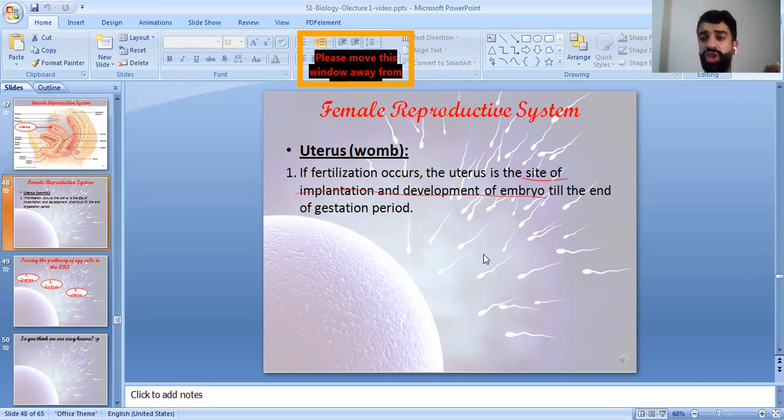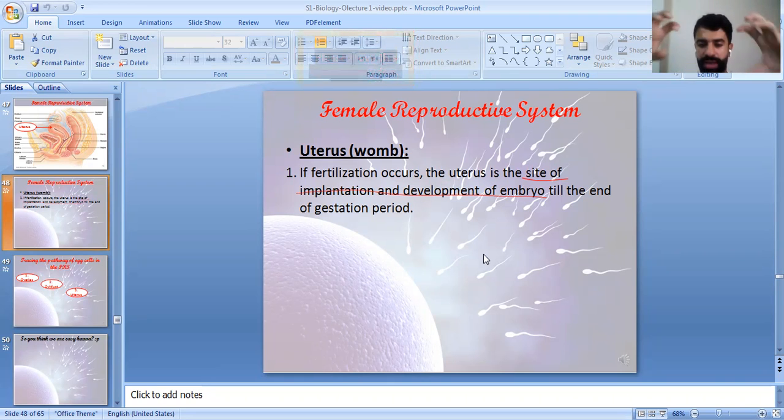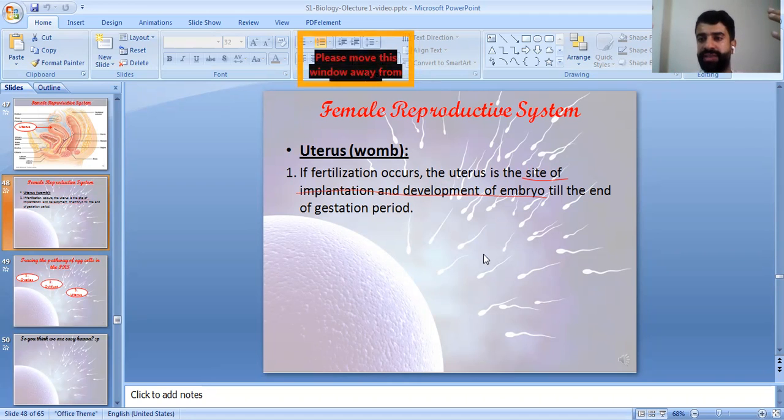If fertilization occurs, if the sperm cell meets the egg cell at the upper third part of the fallopian tube, fertilization happens. So the uterus here has the role of the site of the implantation and the development of the embryo. So the embryo will stay settled and carry out its development inside the uterus till the end of the gestation period, till the end of the pregnancy period, after 9 months to be delivered.